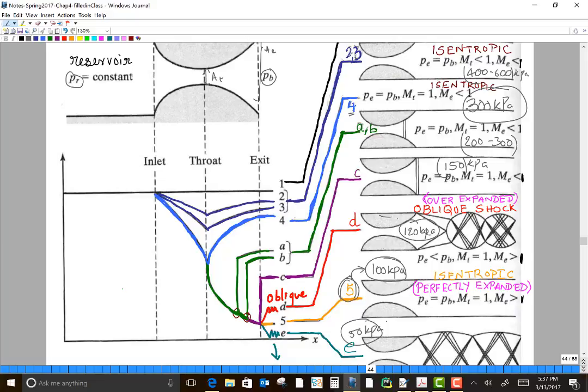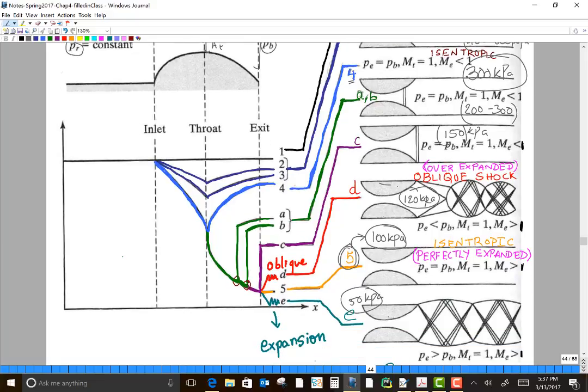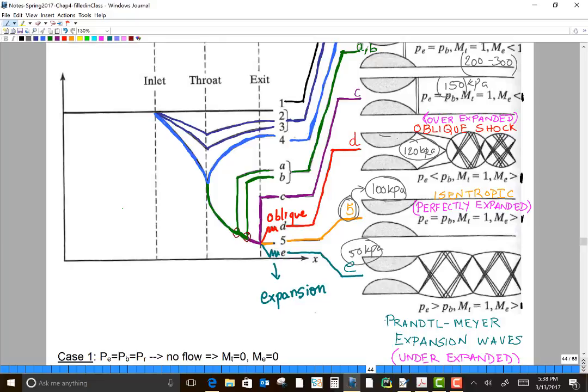Okay, case E is what is supposed to be an expansion shock, but an expansion shock does not exist. It has no mechanism to form. So what we have is a gradual expansion wave, which is also called a Prandtl-Meyer expansion wave. And case E, since it's a gradual expansion and it's Prandtl-Meyer expansion, can be considered an isentropic process. So out of the 5 cases that we added in this chapter, 4 are non-isentropic. That is A, B, C, and D. And the 5th case, that is case E, is an isentropic case. Okay, so that's what we have done.